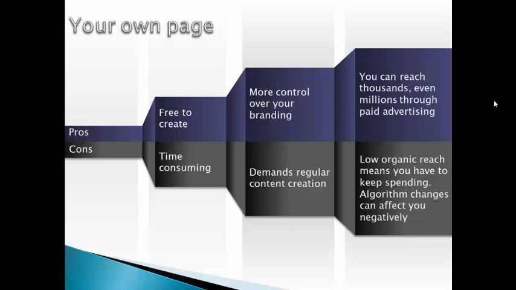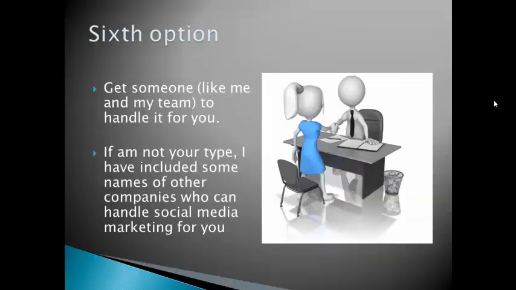Now, what are the cons? One, it's time consuming. Two, it demands regular content creation because you're the only one as the owner who's posting. So you have to think of what to post regularly. The other con is that there's low organic reach, which I already mentioned. It means that for you to reach more people every time, you have to keep on spending. And then sometimes there are certain changes in the social media marketing platform algorithm. Some changes can affect you negatively. We'll talk more about this later.